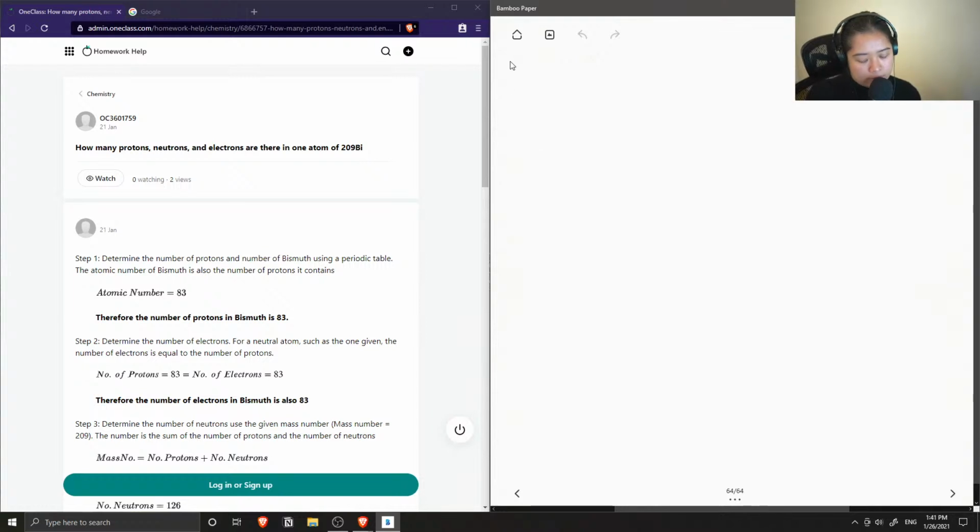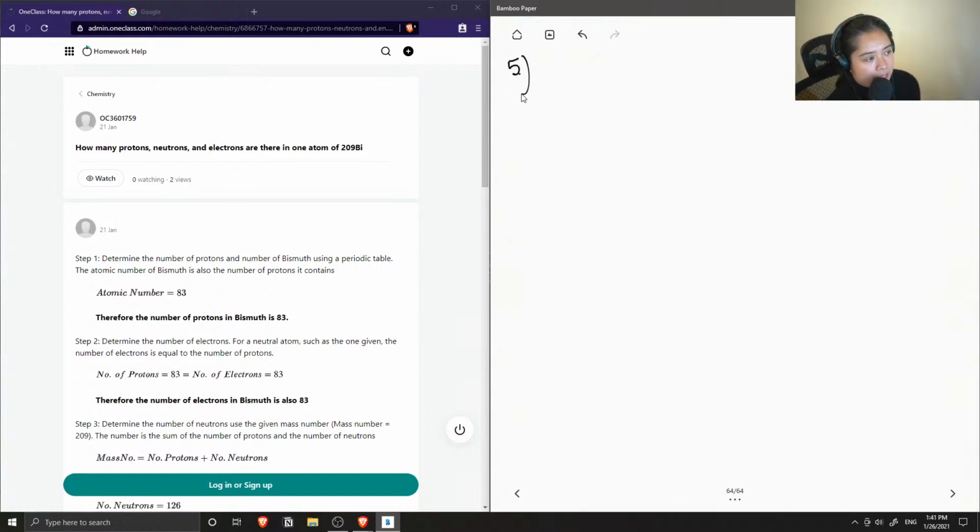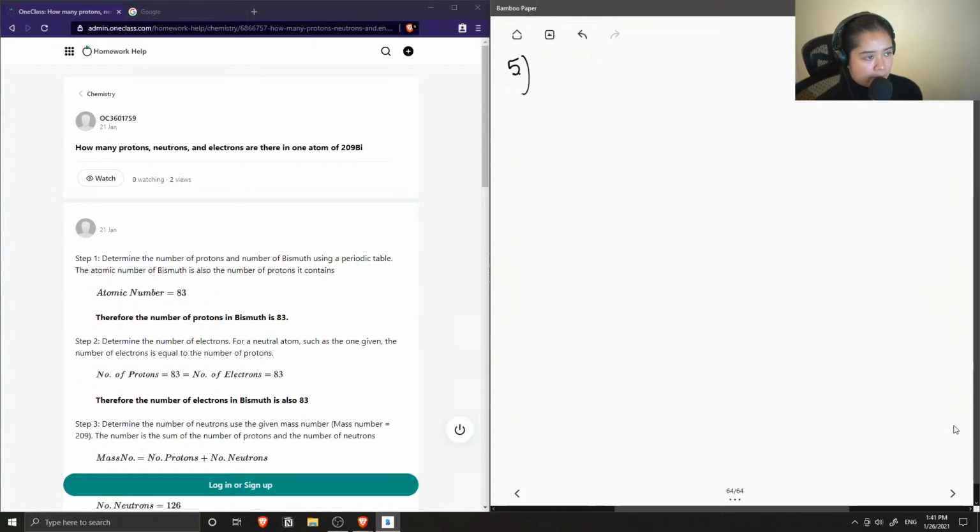Okay, so question number 5. How many protons, neutrons, and electrons are there in one atom of 209 Bi? So this is the symbol for bismuth. So I'll also just write it here. And Bi stands for bismuth.